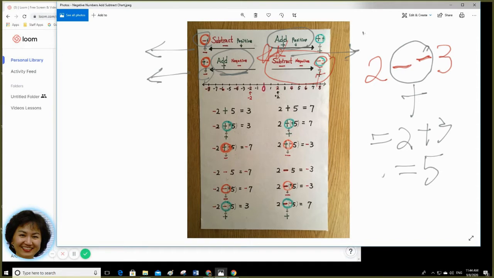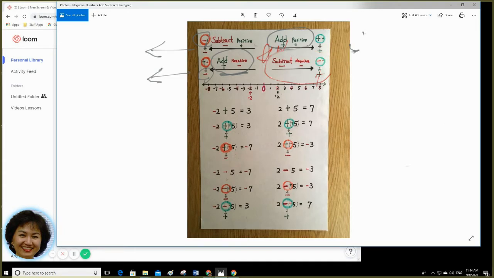Now, we'll go see the examples here. Let me clean this up, okay? Let's see each example here. -2 is here. Add by 5. So it's adding a positive number, so it's this way, go to the right. So negative 2 add 5: 1, 2, 3, 4, 5 is here.